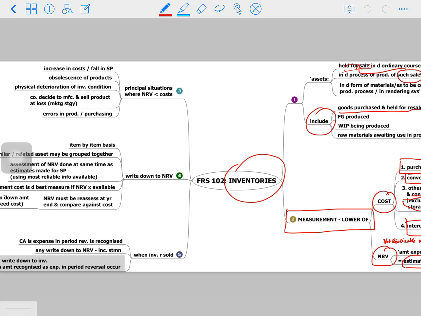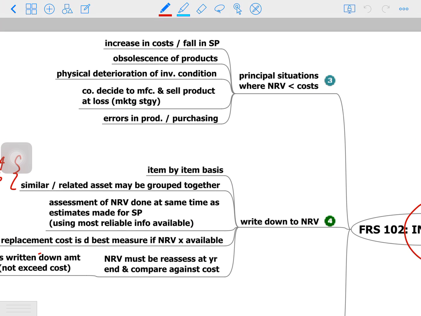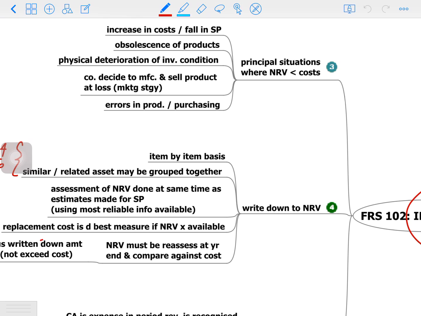When does that happen? When you have damaged goods. Your goods have been damaged by flood or fire, so these are situations where your NRV will be lower than the cost. What are the situations normally? Physical deterioration, an increase in the cost of making or buying the product, or a fall in selling price. If the selling price for the goods has fallen so much that it is below cost, then NRV is less than cost.